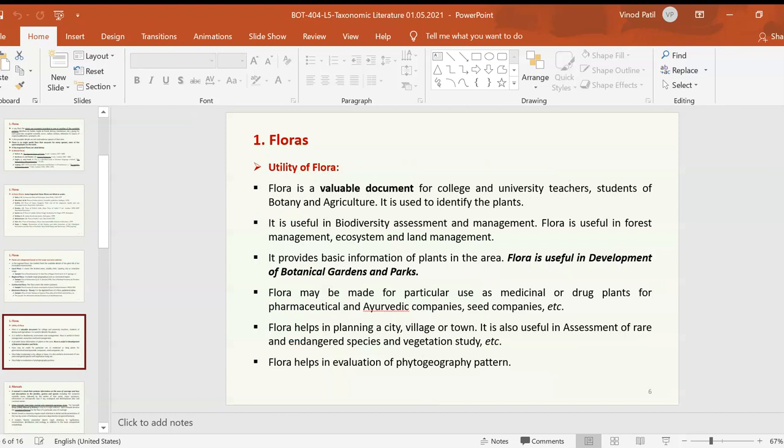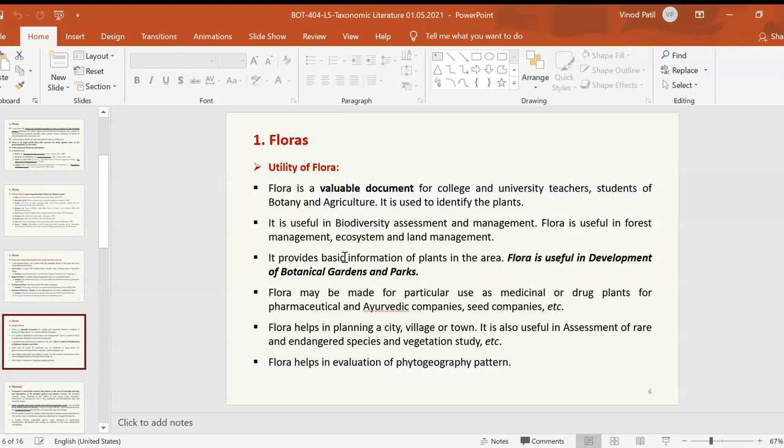So with this, we are having an idea of the utility of the floras. We should not move down with this slide, but it is a valuable document for college and university teachers. That means it's a valuable document for the reference of the academicians and the students of botany and agriculture. It is used to identify the plants.